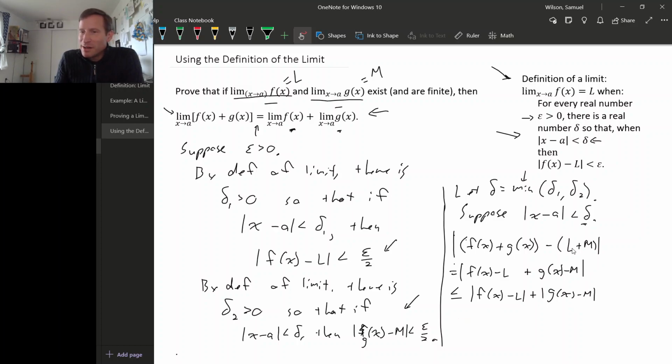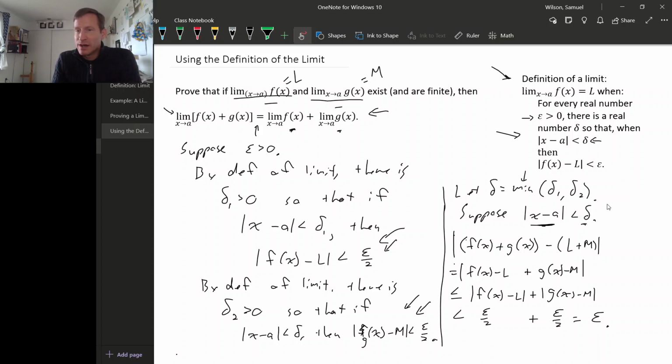Because we know that we're close enough to a, we can use these properties. So this first absolute value has to be less than epsilon over 2, and this second absolute value has to be less than epsilon over 2. But these add up to epsilon. Now you see why I chose epsilon over 2.